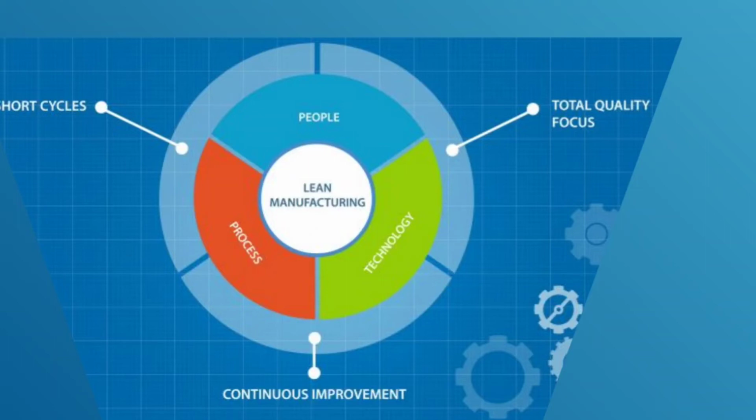So what is the main achievement it is making? Total quality focus is considered, continuous improvement is considered, and short cycle, which means you can produce the products in a very short process.